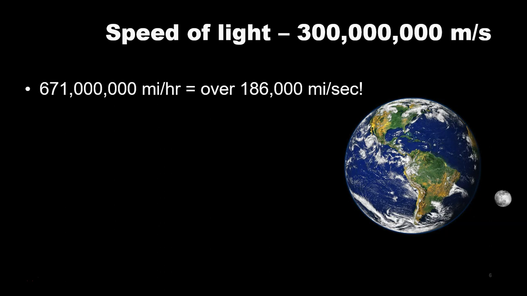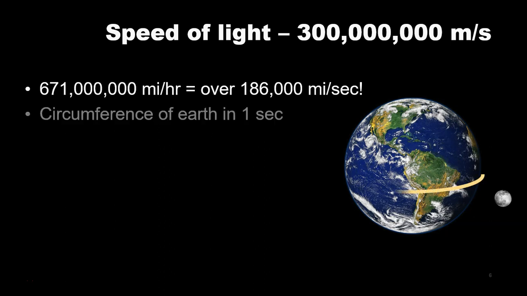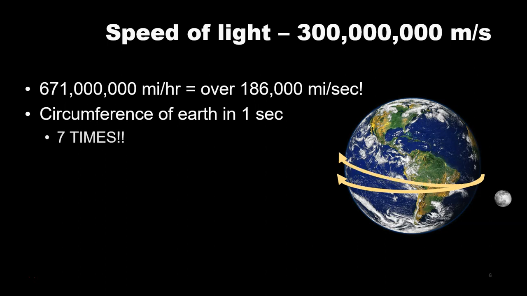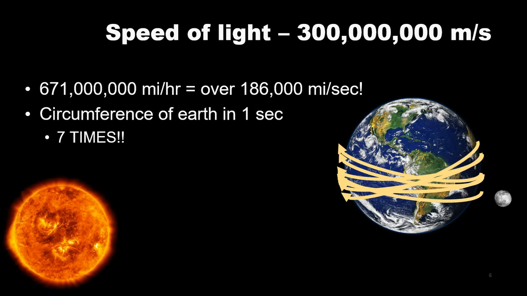If you're moving at the speed of light, you can go around the circumference of the Earth in 1 second, 7 times. Now think about that. 300 million meters per second. You can go 7 times around the Earth at its circumference in 1 second. Guys, that's crazy fast. So now we're starting to get a little bit more of an idea about how fast light is.